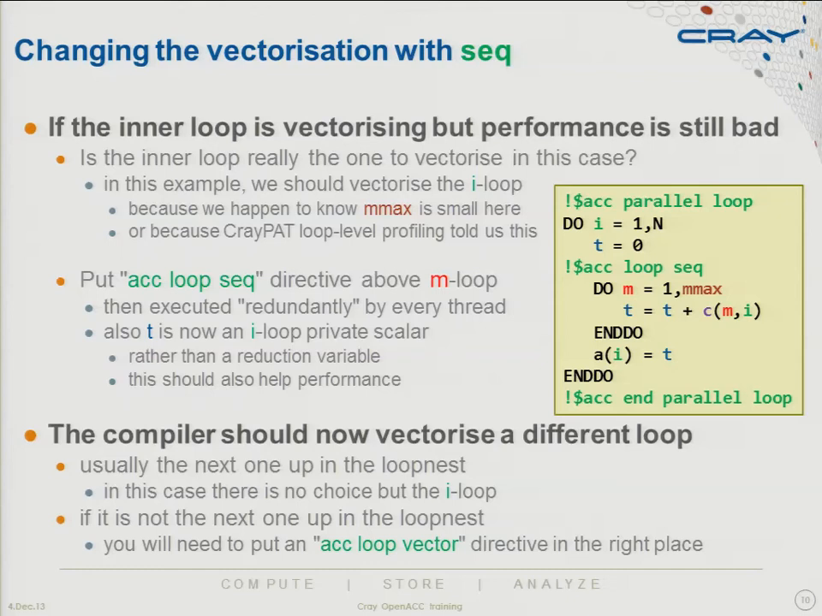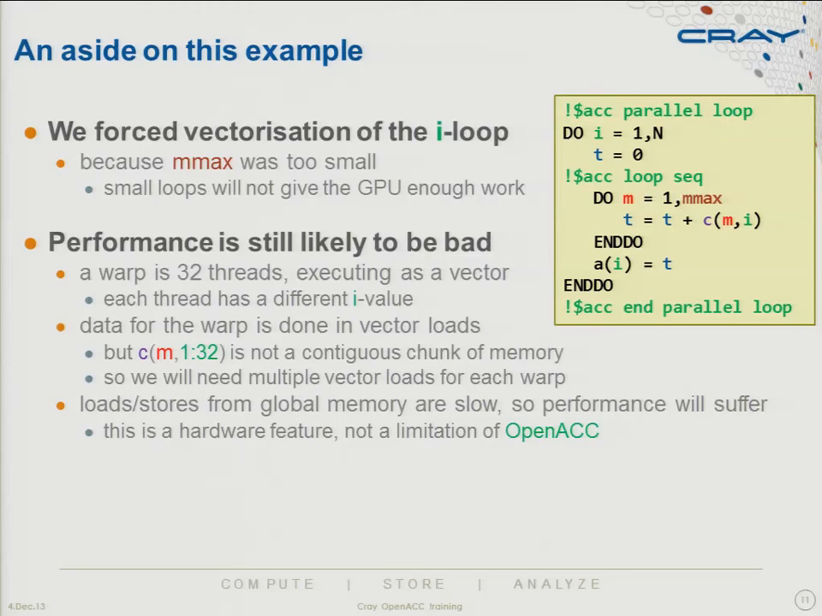When you do this, you've said this loop must be sequential, so now it should go up and vectorize the outer loop. If it doesn't, then you'd need to put ACC parallel loop vector there to be explicit and tell it to do that. So just to talk about this a little bit more, we forced it to vectorize the outer loop because this was a small loop.